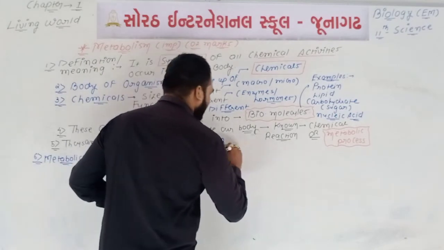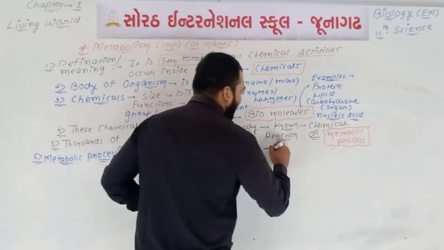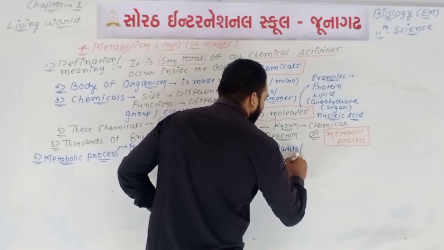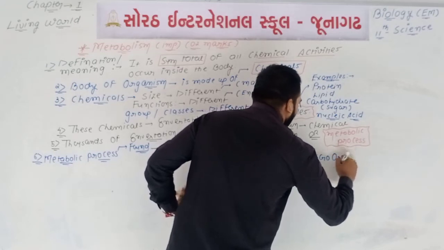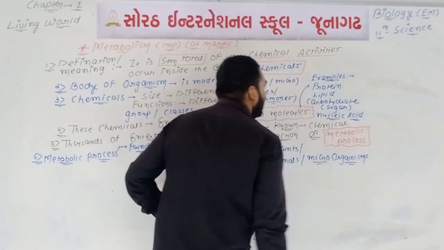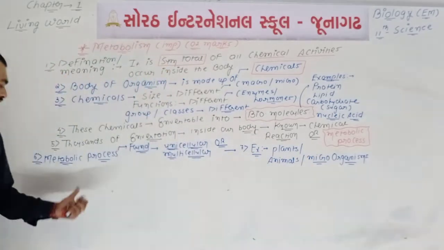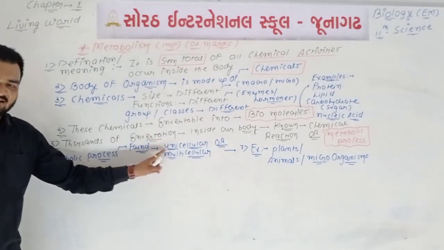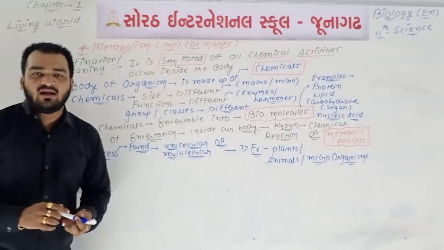For example, point number 7, we can say that, for example, a metabolic process will be found in different types of plants, as well as different types of animals and different types of microorganisms. Microorganisms like viruses as well as different types of bacteria, some unicellular fungi, unicellular algae, and protozoan organisms. So metabolic processes are found in all types of organisms, either unicellular or multicellular, for example plants, animals, and different types of microorganisms.